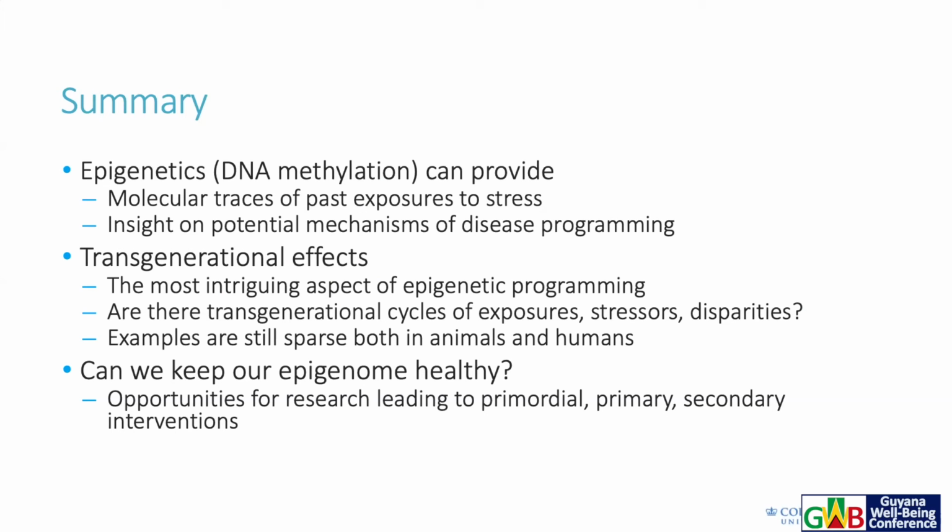And the question is, are there transgenerational cycles of exposures, stressors, disparities? Unfortunately, the examples are still sparse, less sparse in animals, definitely very hard to study in humans. And you saw how the examples I gave you were very limited. Measures of sperm, not of multiple generations, measures in the offspring, not even in adults, not in multiple generations.